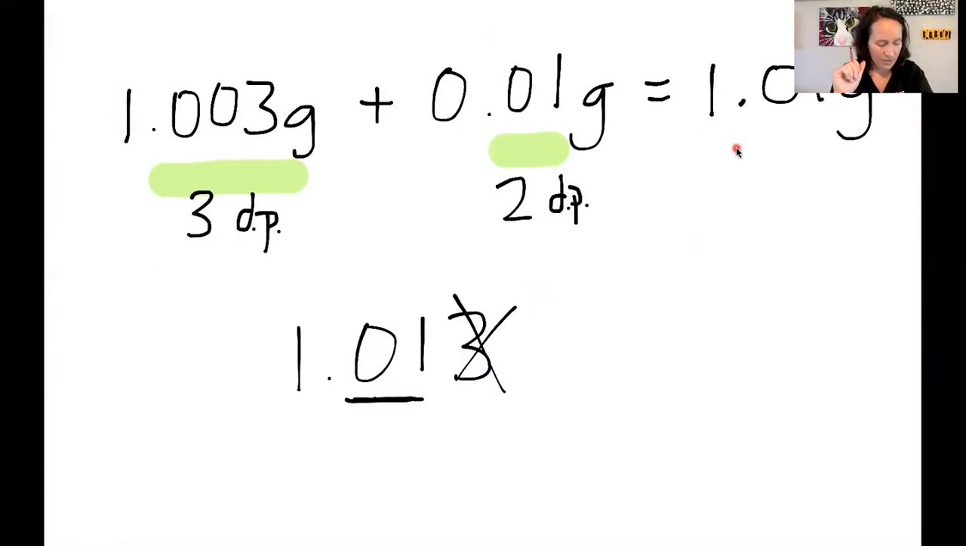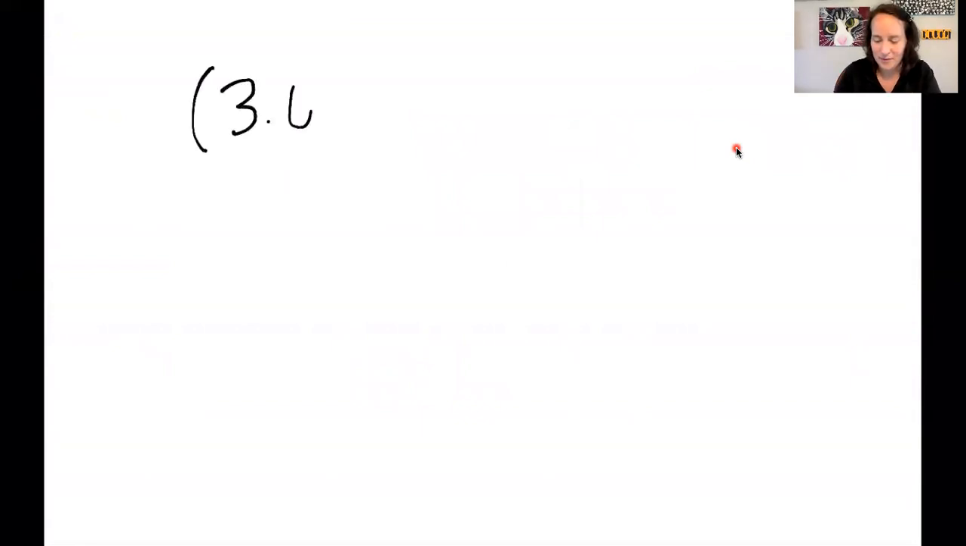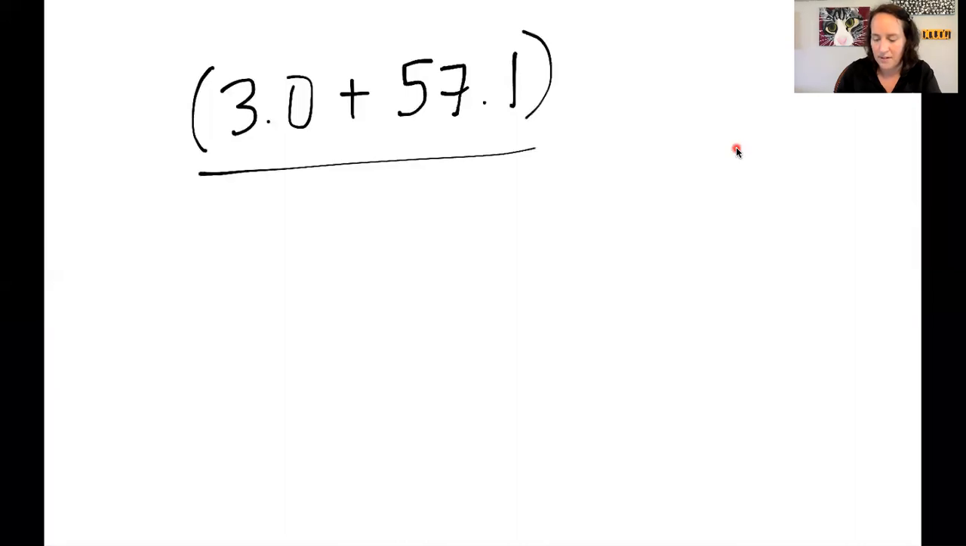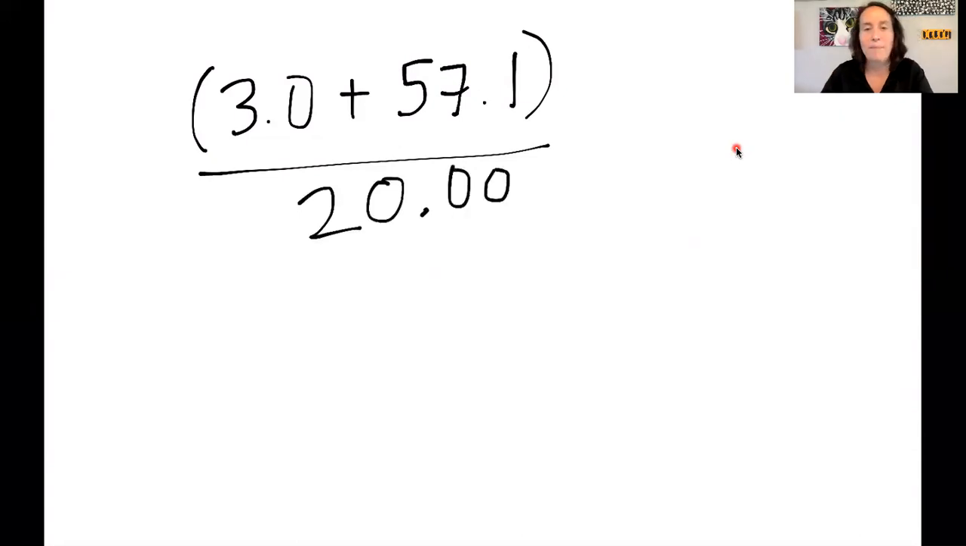Let's try one more that I'm going to make up, and sometimes when I make ones up, I get in trouble. All right, let's do divided by 20.00. Okay, let's try this one.